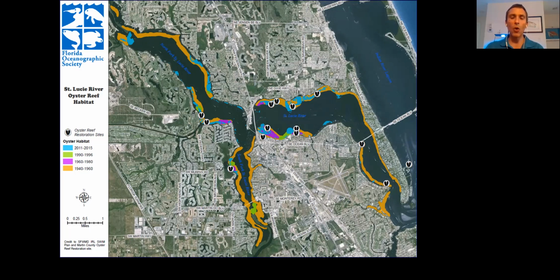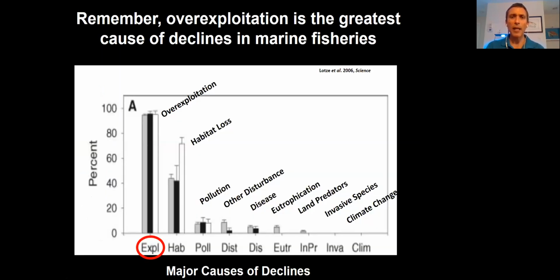Lucie estuary over the last decade. And you can see all of these little oyster-shaped icons represent areas where restoration reefs have been built, and FOS has been involved with just about all of those restoration projects. Now, I want to go back to this graph we looked at earlier. And we were pretty clear that habitat loss and overexploitation were really the driving factors behind species declines on a global scale. And I mentioned that overexploitation is largely agreed to be the biggest issue that we're dealing with globally.